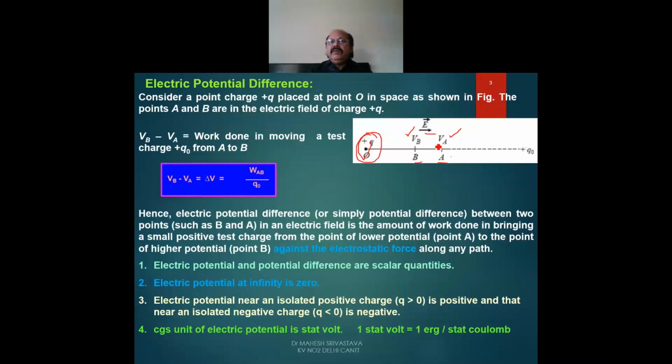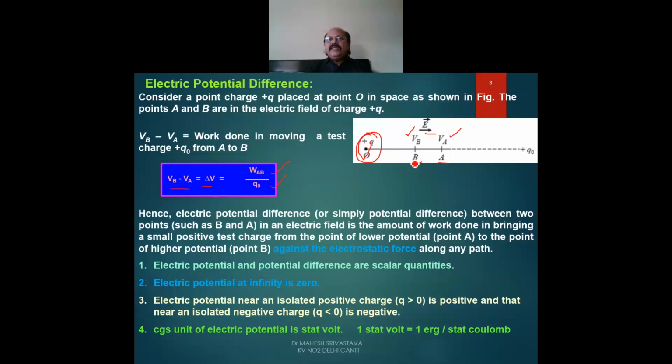So the work done for bringing plus Q naught charge from point A to the point B is equal to WAB upon Q naught. That is the work done for bringing plus Q naught charge from A point to the point B, and that is equal to VB minus VA. We can say that delta V. So finally what we are getting? VB minus VA equal to delta V equal to WAB upon Q naught.